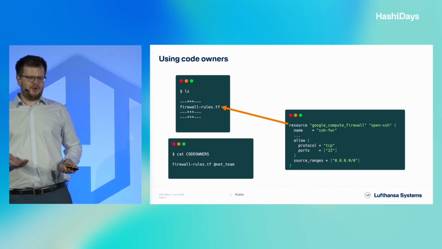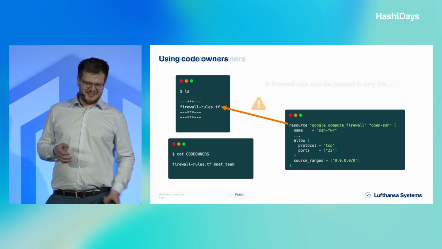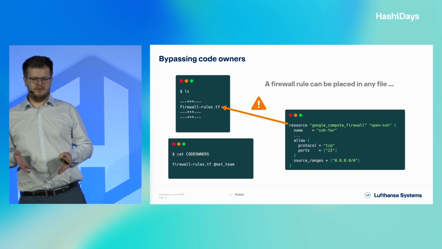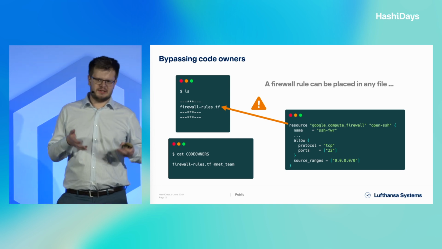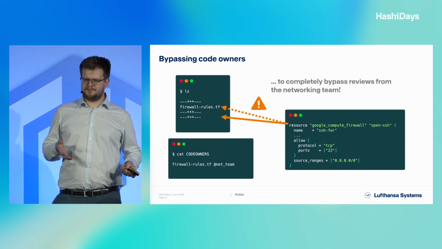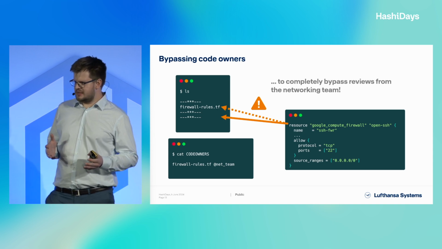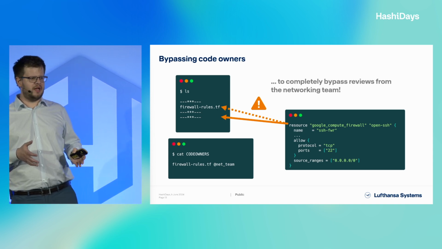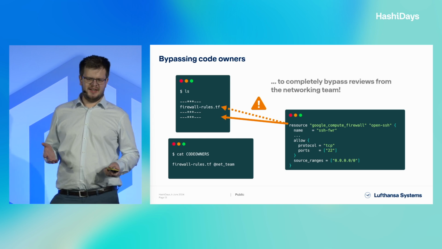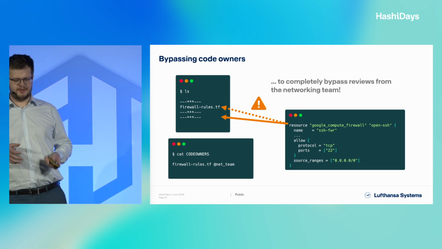So what could possibly go wrong with that? And the answer is basically everything. First of all, there's literally no reason to put that firewall rule into that piece of code. You can put it anywhere else, and effectively bypass code owners. So if you now misconfigured your pipelines, this change will happily go into your live environment without ever seeing the eyes of anyone related to networking. And that's something we don't want to have. So let's investigate why this is happening.